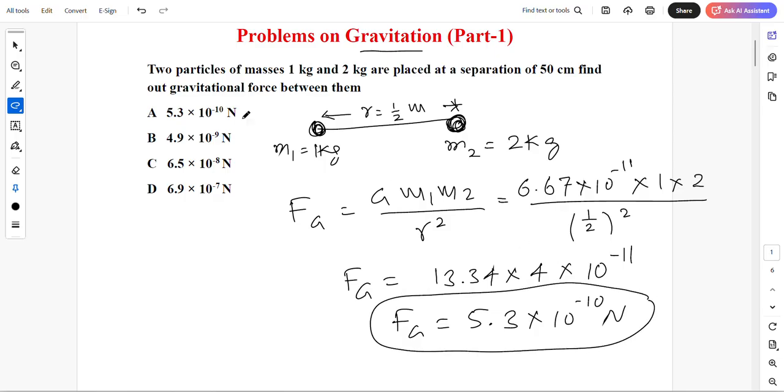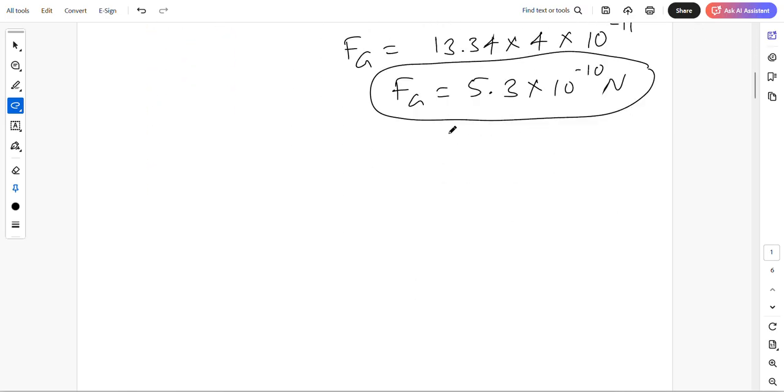This is nothing but the gravitational force between them. Hope you understood. M1 is 1 kg, M2 is 2 kg, and the distance between them is half meter, that is 50 centimeters. Let us go to the next problem.